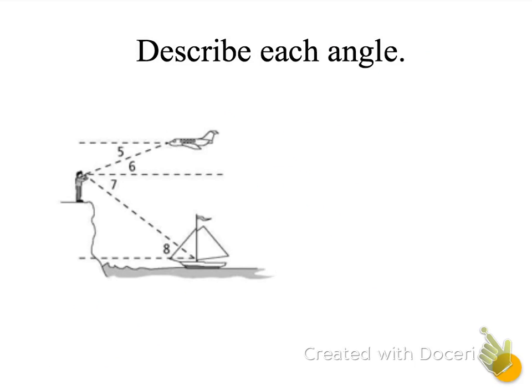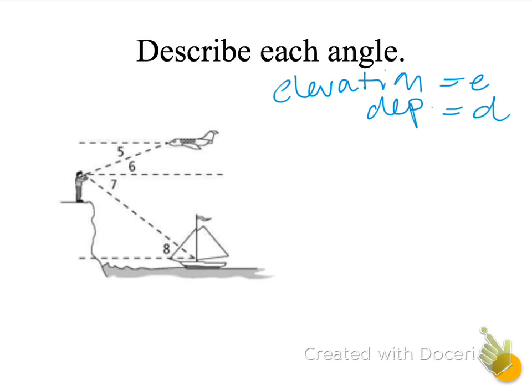Okay, describe each angle. So this is going to be angles of elevation and depression. Okay, so this is going to be my E, and this is going to be my D. Okay, so here's my horizontal line of eyesight. To make this angle 5, you're looking downward, so it's depression. My next one, for angle 6, here's my horizontal line. We are looking upward to make that angle 6, so it is elevation.